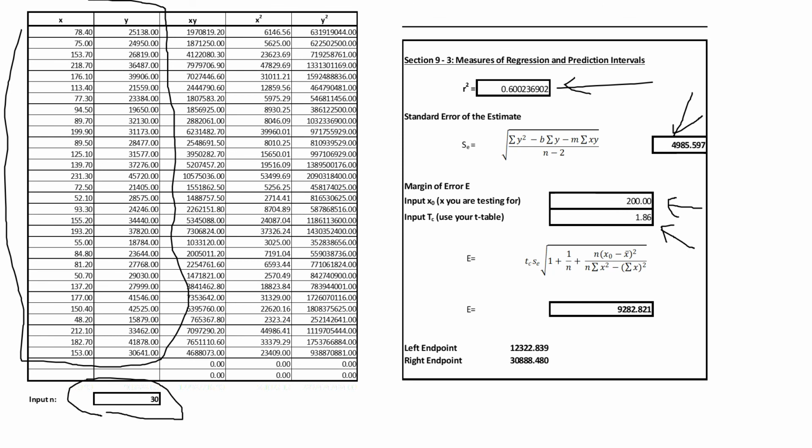At the left endpoint, it gives me an error of 9282.821. It'd be between 12,322 at the lower end and 30,888 at the upper end. And that's all you do. Make sure you put in your data and the number of your samples here. And then basically you just have to put in what number you're looking at, as I pointed out before, there's another arrow, and what your t will be. Looking at the table, remember, your degrees of freedom when doing this for the error with regression is going to be number of samples minus 2, because you're looking at two different sets of data.